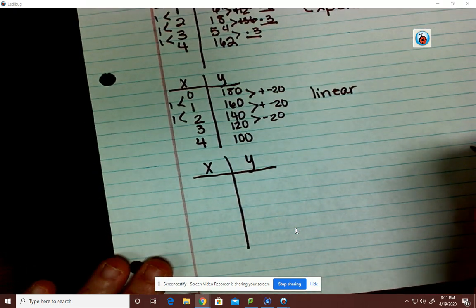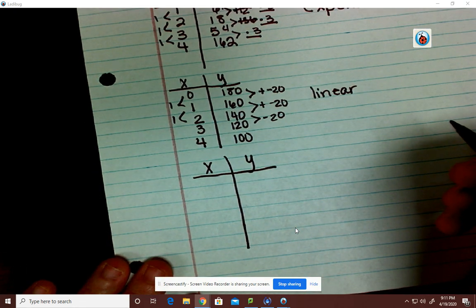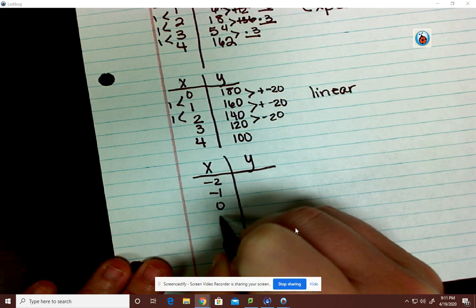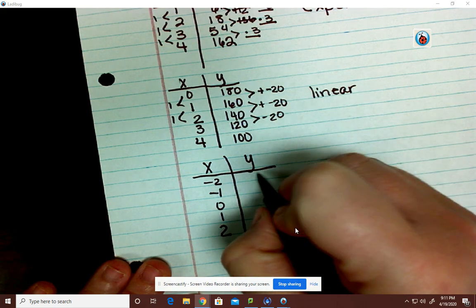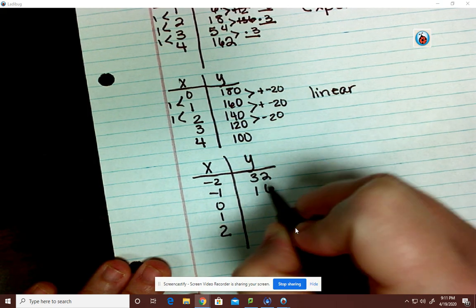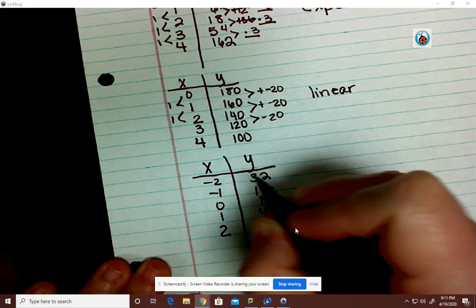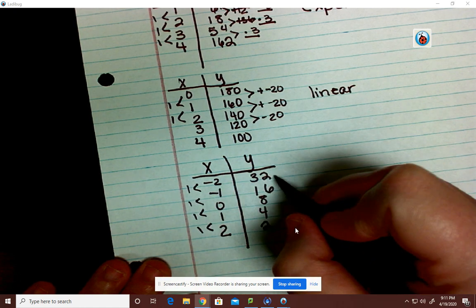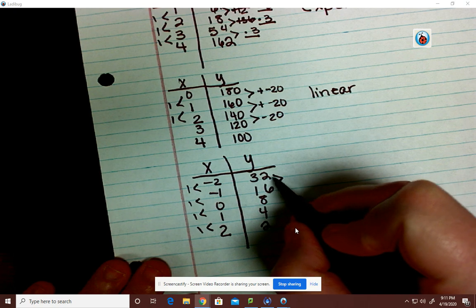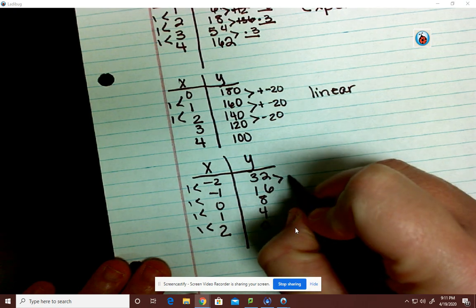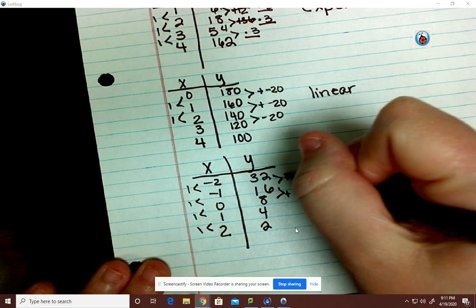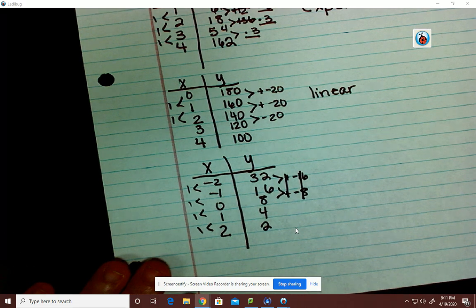Okay, let's look at this one. Here we're all going up by 1. Over here, the difference between 32 and 16 would be going down by 16. Here, this is going down by 8. So this is not linear because that difference is not the same.